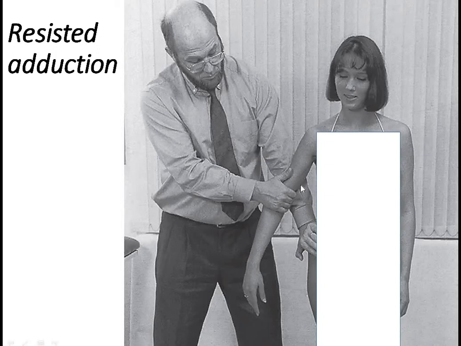So the patient will bring his or her arm towards the body, and the therapist, by putting this hand over the elbow, will resist this movement. At the same time, he will put pressure on that area to avoid any movement at the hip joint towards the examiner.